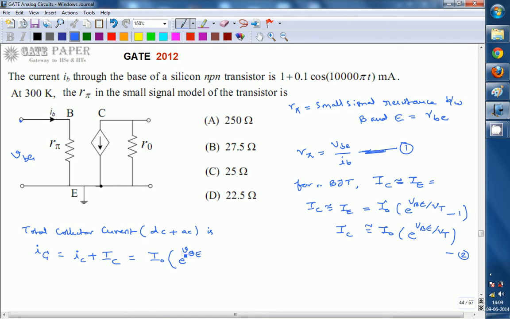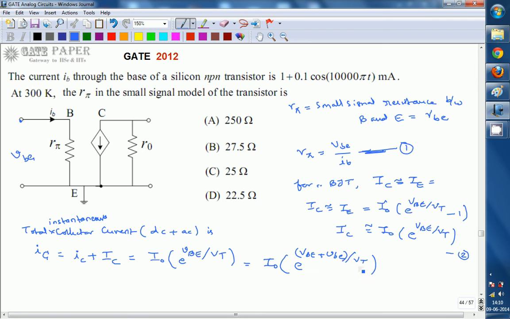This is the total instantaneous collector current. Total current is also called instantaneous current, which includes AC as well as DC currents. So small v capital BE is the instantaneous value, which includes both DC and AC, divided by VT. So from this, I am writing it as I naught into e power capital VBE plus small vbe divided by VT.